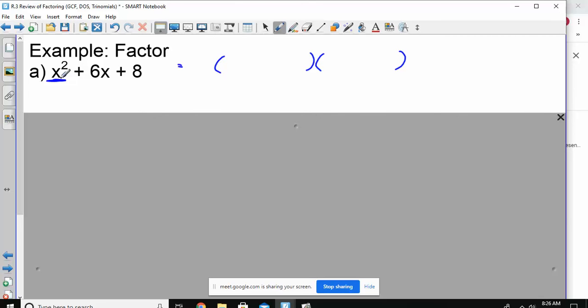Okay, if you have an x squared, what do you think goes in each of those? One of the x's. So we have an x. And then, just like in the box, you ask yourself what multiplies to 8 and what adds to 6. So I just need what two numbers multiply to positive 8 and add to positive 6. What would that be? 2 and 4.